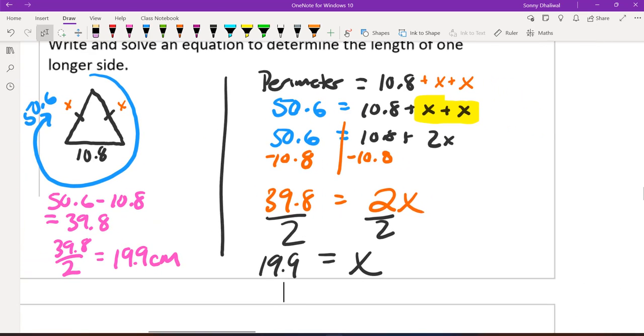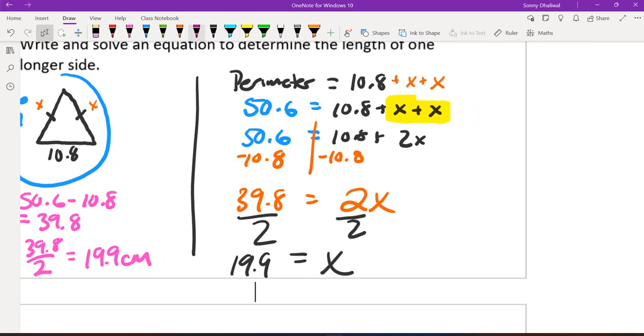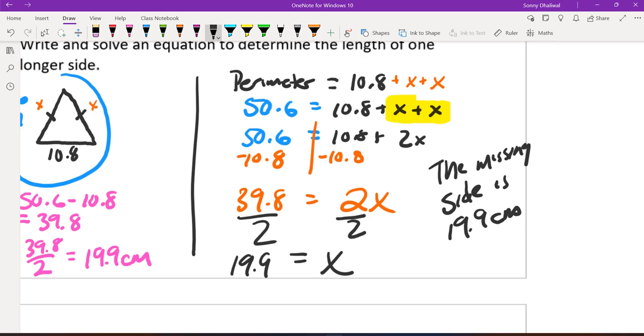Okay, and with all word problems, I didn't do the first one, we should give a little statement. The missing side is 19.9 centimeters. Okay.